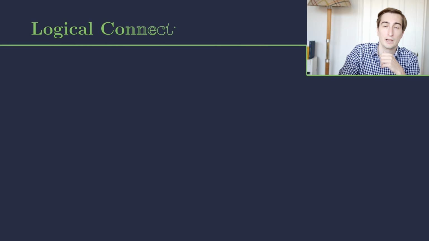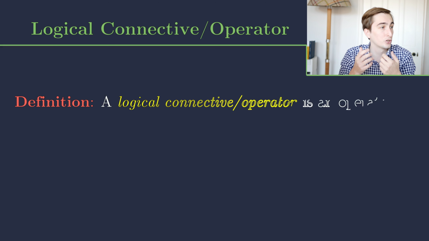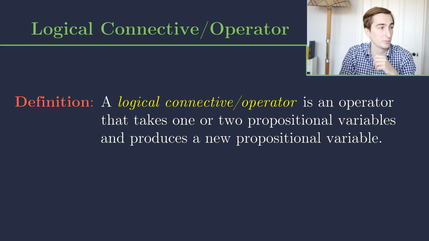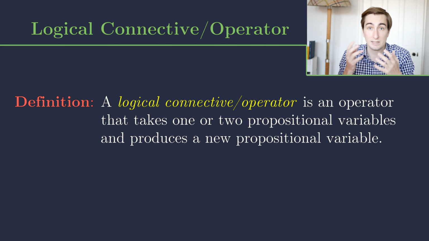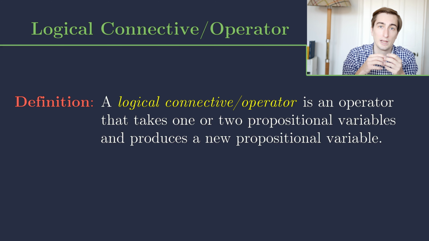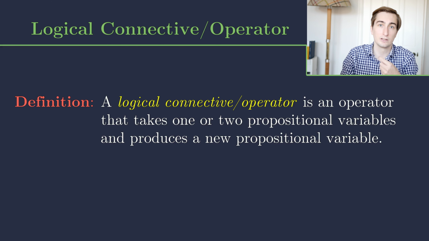So let's go to our definition of what a logical connective or operator is. We say a logical connective or operator is an operator that takes in one or two propositional variables and produces a new propositional variable. An example could be something like a function you have in school, which takes in numbers and spits out a new number. But in this situation, our logical operator takes in propositions rather than numbers and produces new propositions. We'll see what type of operators those look like in just a moment.